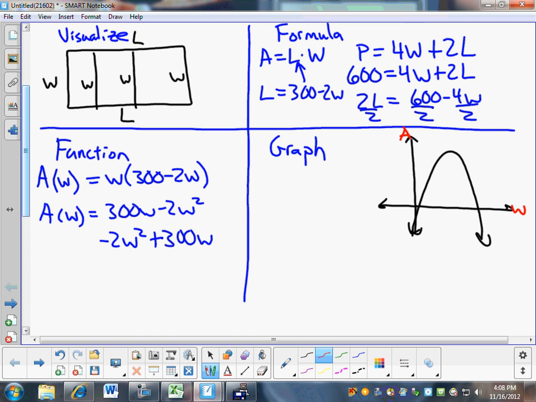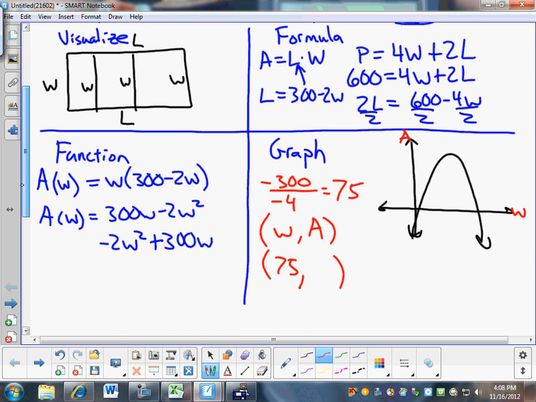So, how do I graph a parabola? I need to be able to find the vertex. So I take negative b, or negative 300, divided by 2a. 2 times negative 2 is negative 4. That equals 75. So that's, for width and area as your coordinate, 75 is your width. If you want to find the area, plug it back in. We don't have to find the area. It says what are the dimensions that I should make it.